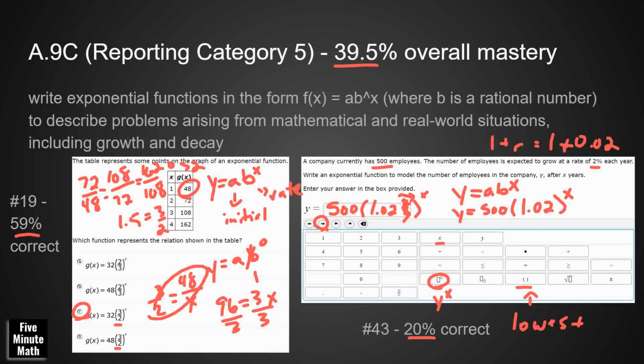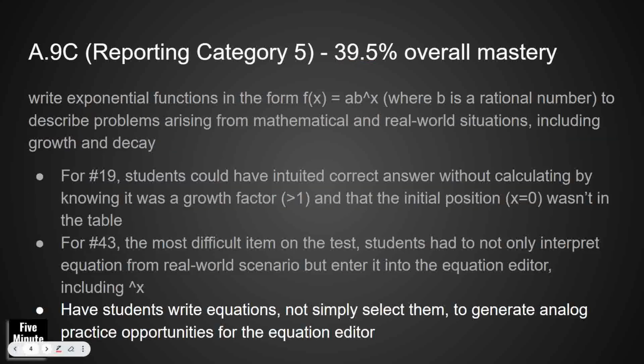So 20% of the students got this correct, and I 100% believe the problem was using the equation editor, not necessarily understanding, especially since you see both of these side by side, how much more information they give you for 43, and how much calculation we actually had to do for number 19. So only 20% of our students were able to get that.